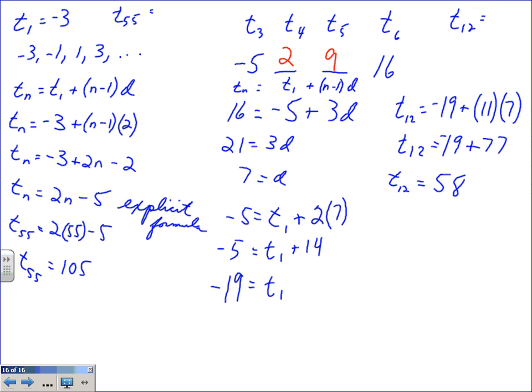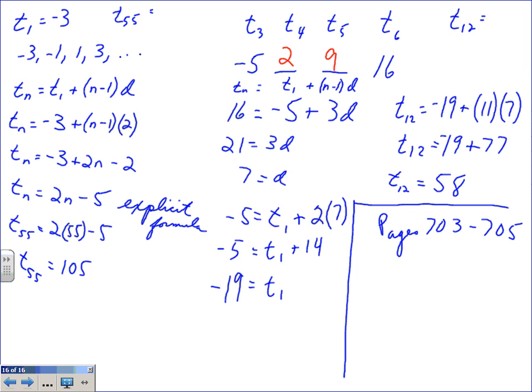Once you get doing these problems, it's pretty easy. All right, so for your homework, pages 703 to 705, 9 through 78 thirds, 80 through 82 all.